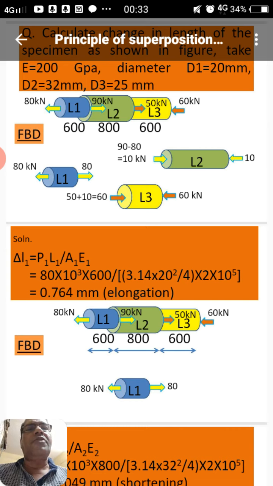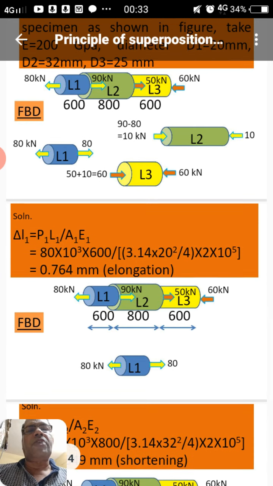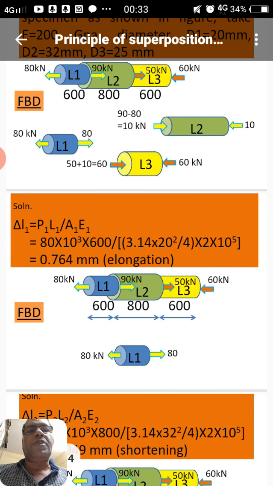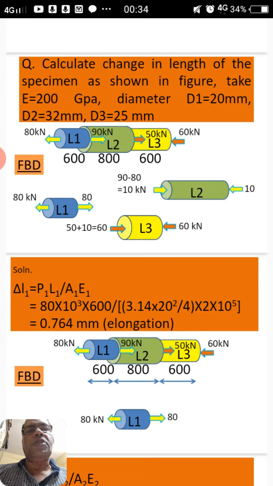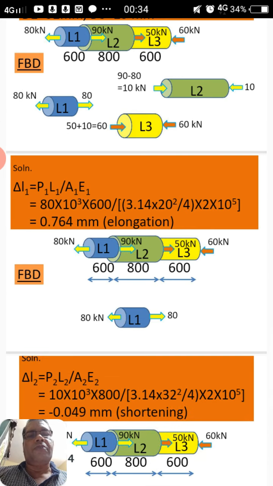But at the first end of L3 it is 50 in the rightward direction, so in the opposite direction, we'll add this. So at the first end of L3 it is 50 plus 10, that is 60 in the rightward direction, and the balancing opposite force 60 in the leftward direction. And this is a check that the last force of L3 at the right end is equal to the force given in the problem also. So this is equal, it means our free body diagram and the distribution of forces are correct.